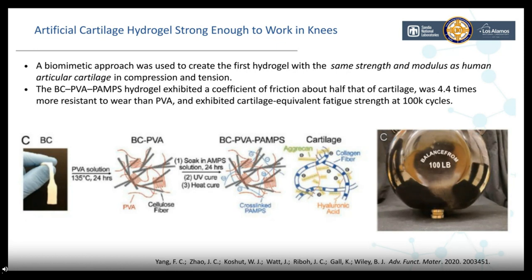It was more resistant to wear than PVA and showed fatigue strength equivalent to cartilage at a very high number of cycles. So it was the cellulose that provided tensile strength in a manner analogous to the cartilage, while the PAMPS provided a fixed negative charge, similar to the role of aggrecan in cartilage, and it was able to balance a very heavy load.